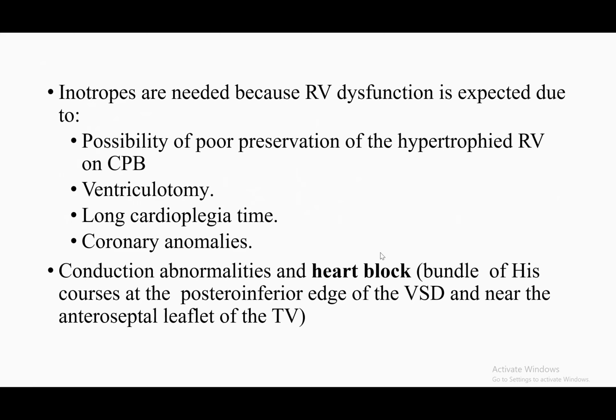Conduction abnormalities and heart block occur because the bundle of His crosses at the posterior inferior edge of the VSD and near the anteroseptal leaflet of the tricuspid valve. So during suturing of the patch to the rims of the VSD, the bundle of His may get injured.